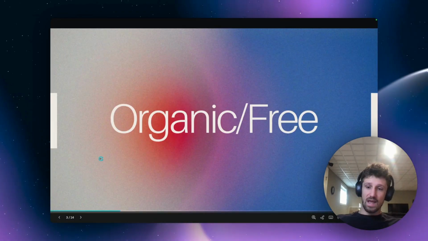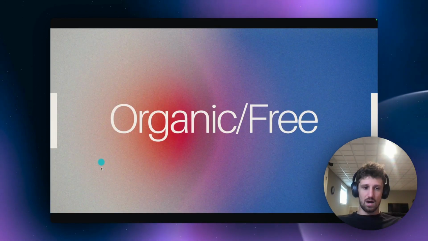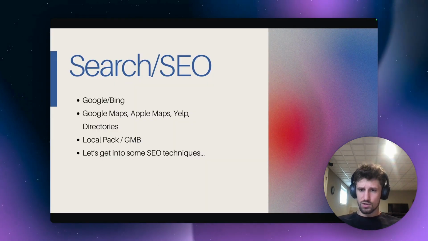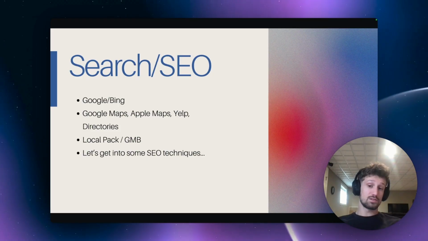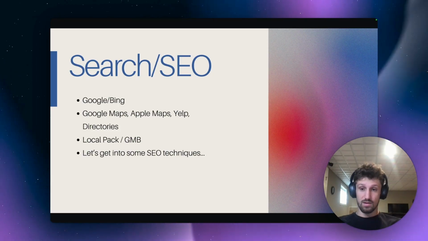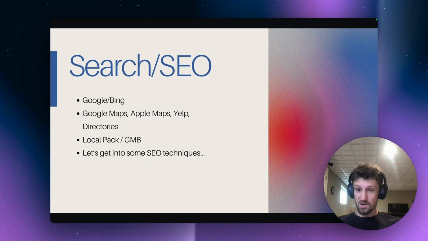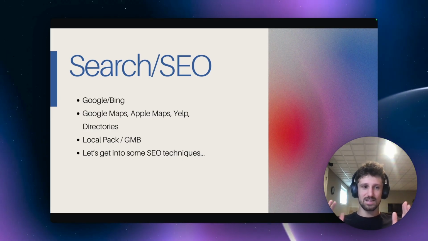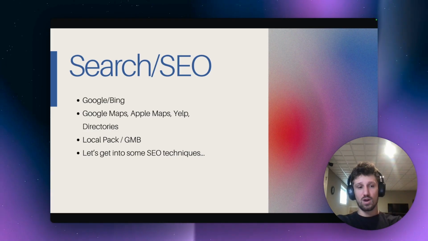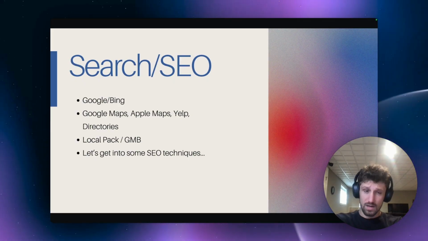So first off, the methods of online. First, let's get into search and SEO. So that's probably the first thing you're thinking of. Google search, guys. Also, I don't know if you knew this, but there is a website called Bing as well. It owns a small chunk of the market share as well, but 99% of the time, guys, we're talking about Google. Anyways, we also have Google Maps, Apple Maps, and Yelp, things like that, and directories.